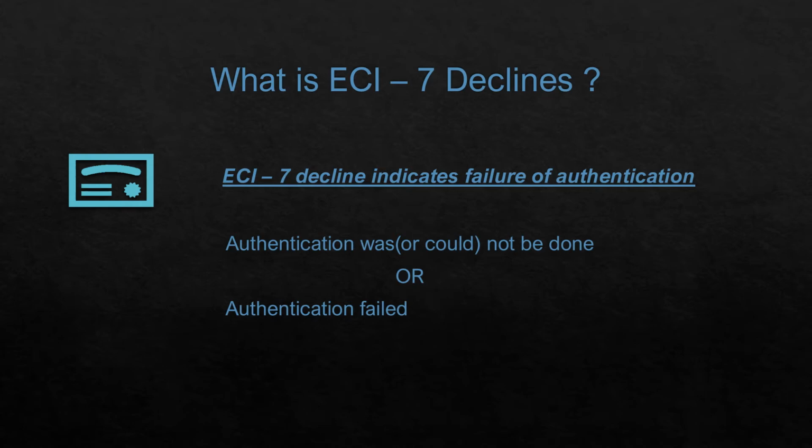So would the merchant like to proceed with this unauthenticated transaction or not? Just in case the merchant tries and feels safe with this ECI 7 declined, unauthenticated transaction, he would be proceeding at his own risk. We will discuss this in detail in the liability section. So as of now, it is pretty clear that an ECI 7 decline happens when there is a failure in the authentication.